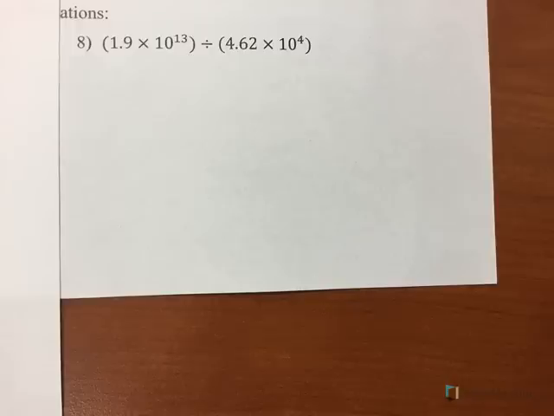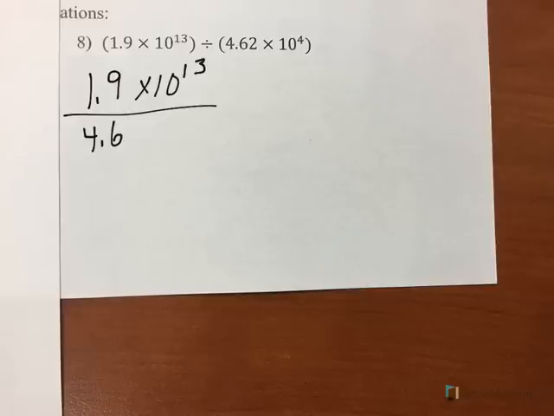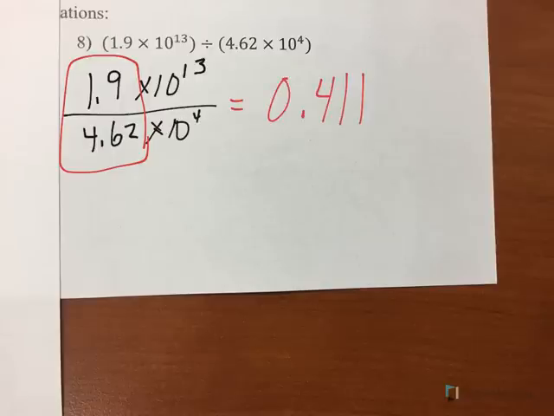Last one is a division problem. Whatever comes first goes on top, so sometimes it's easier to rewrite them vertically. We first start by dividing our pieces. 1.9 divided by 4.62 yields 0.411, and I rounded that. Now, when you're dividing with the same base, you subtract your exponents. So now I'm going to take 13 minus 4, which yields 9.